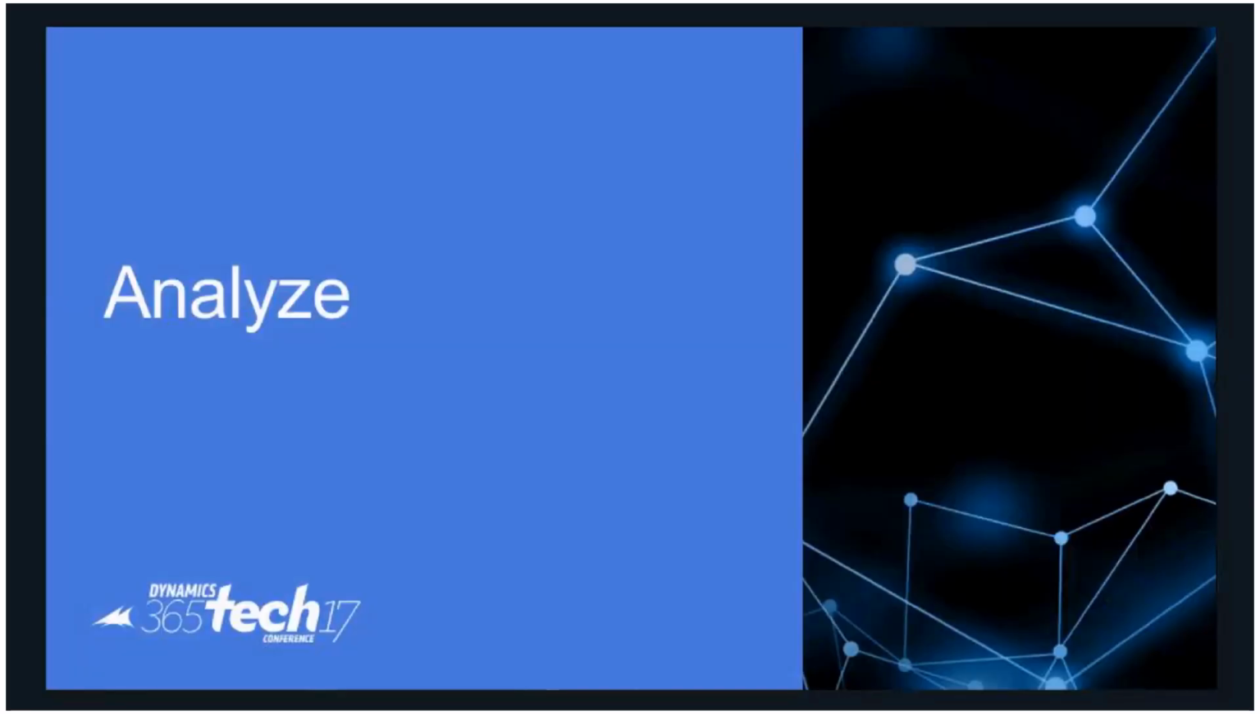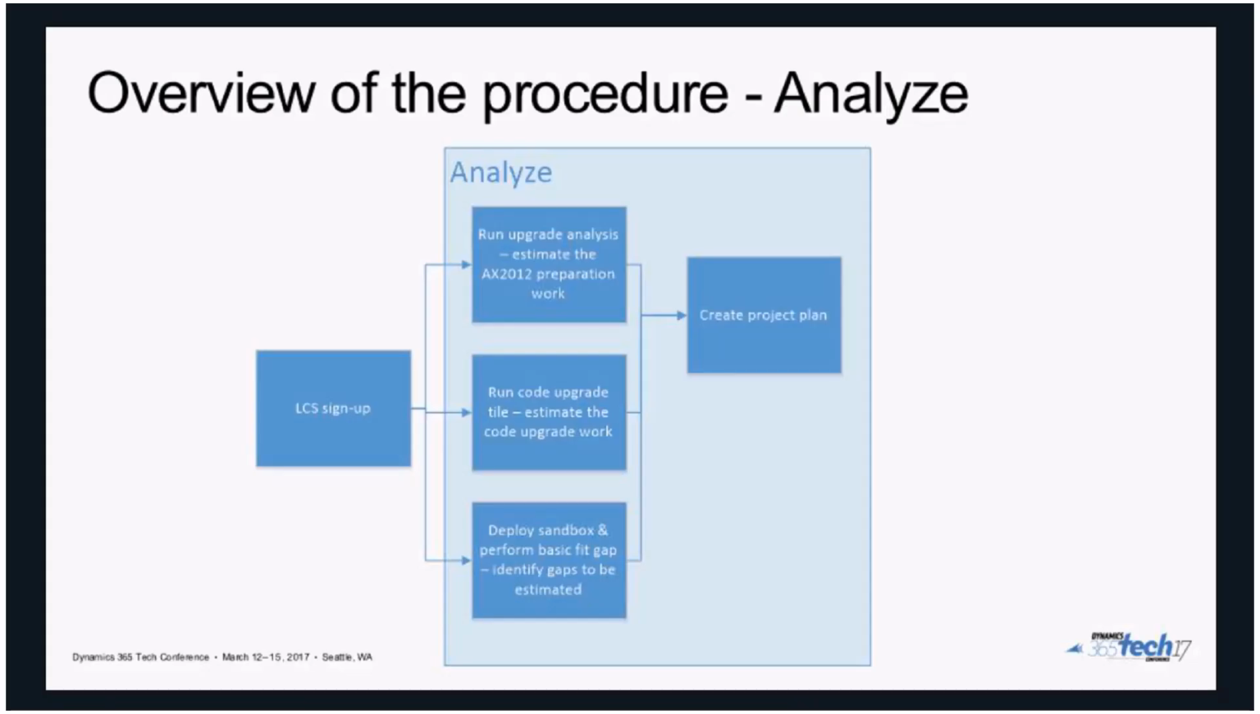So let's look deeper into some of the components of the process. Let's start with the analysis. Initially, as I mentioned, you have to analyze your existing 2012 environment. That's an initial phase when you need to tell the customer how long it would take to actually do the upgrade and estimate the effort. The first thing you may want to do is to upload your existing code base into the LCS code upgrade tile.